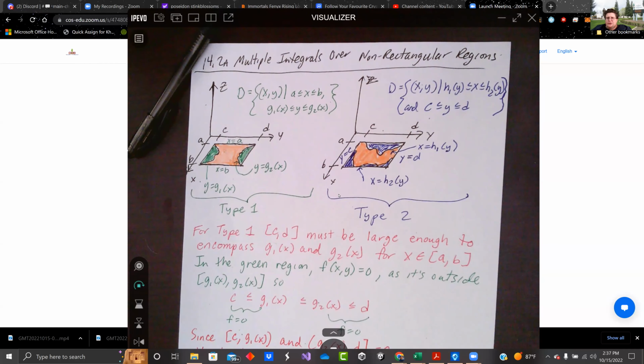This is 14.2 in our Calculus 3 course at College of the Sequoias. It's fall 2022. This section is on multiple integrals over non-rectangular regions, and let's just jump right into it.